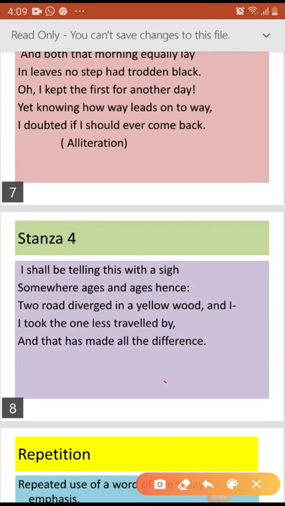And here, I shall be telling this with a sigh. Somewhere ages and ages hence, two roads diverged in a yellow wood, and I took the one less travelled by, and that has made all the difference.